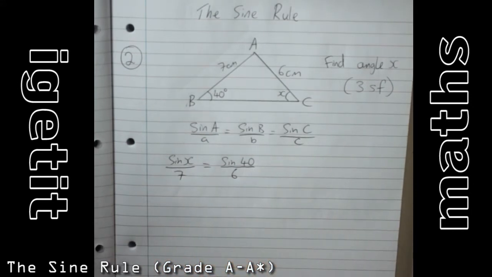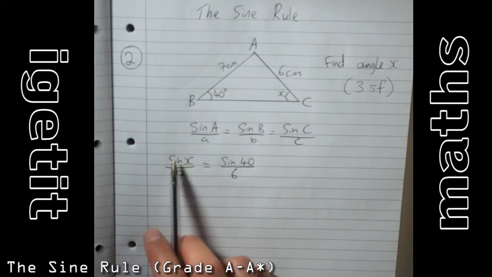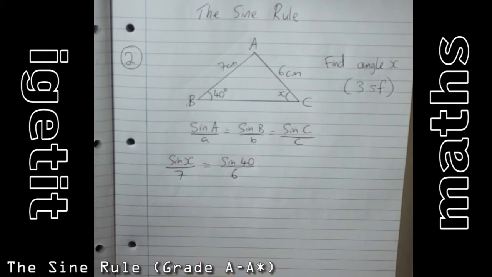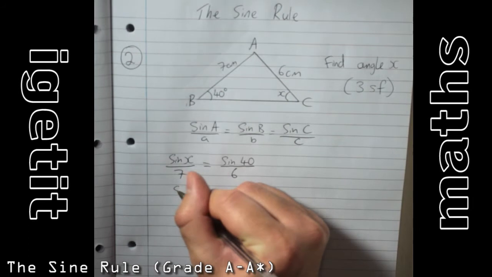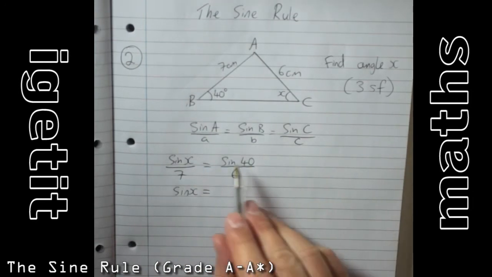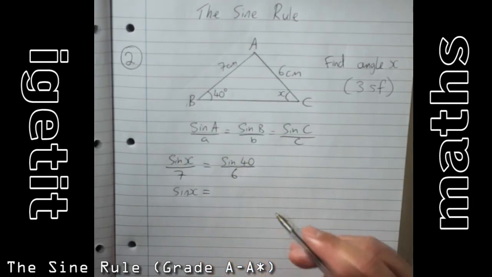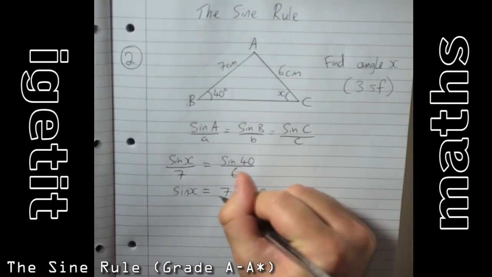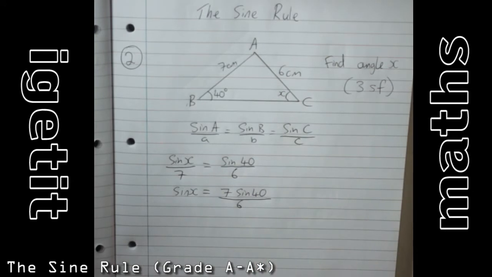So, have a think about what we're going to do now. Well, remember, we want to find x, but first we'll get sine x on its own. So we need to get rid of a divide by 7. So we need to multiply both sides by 7. So we end up with sine x on its own here, because if you multiply by 7 it will get rid of that, equals, and then multiply this side by 7, so you end up with a 7 on top. 7 sine 40 over 6.